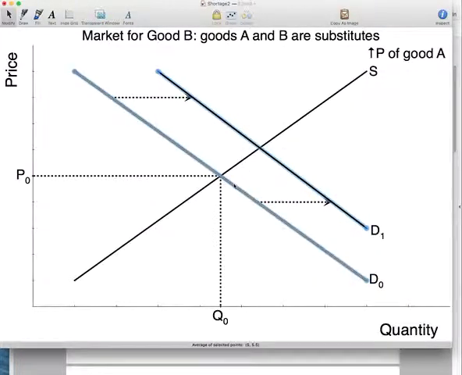So we're showing the shift from this demand curve to this demand curve. The movement from this demand curve to this demand curve is because of the fact that the price of good A increased and B and A are substitutes. Therefore, people are going to move away from good A and buy more of good B.